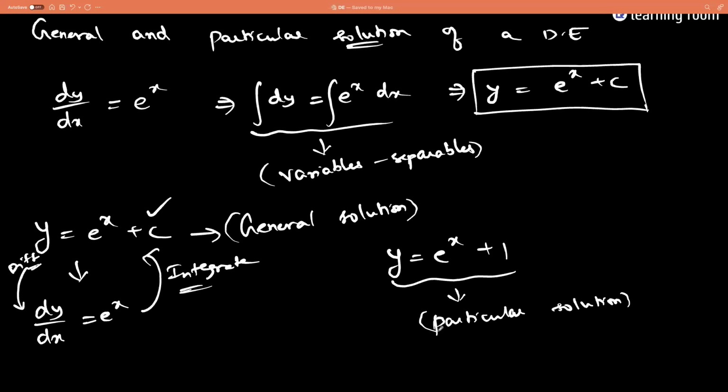So are you able to understand what is the particular solution? Particular means you know what is the value of the constant. General means you don't know what is the value of the constant.